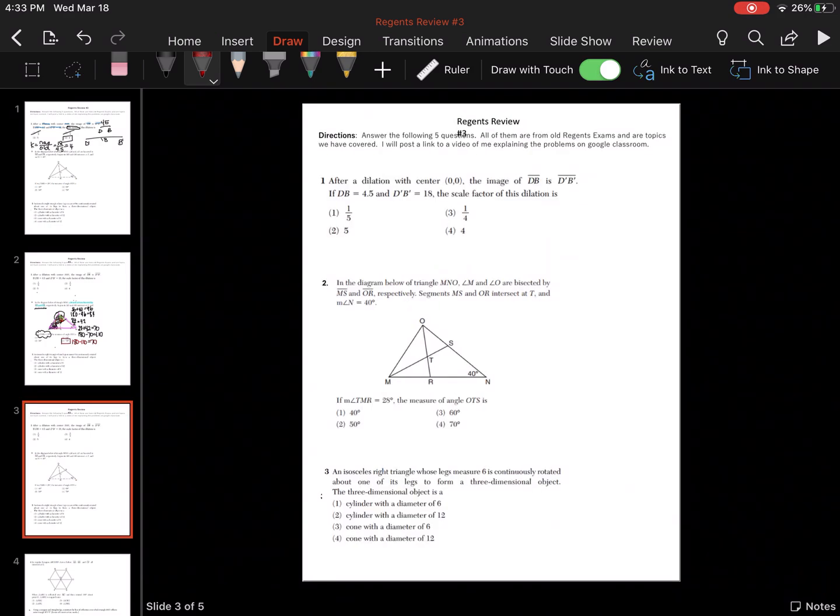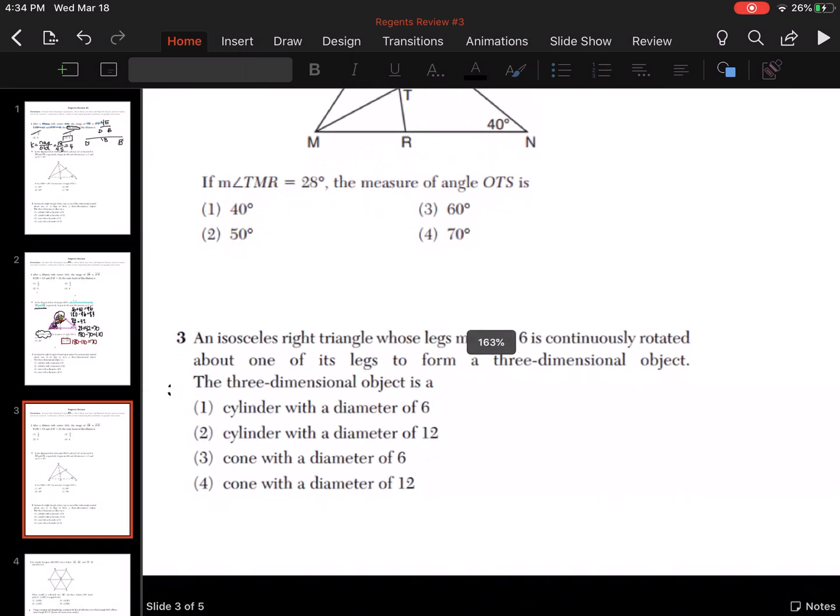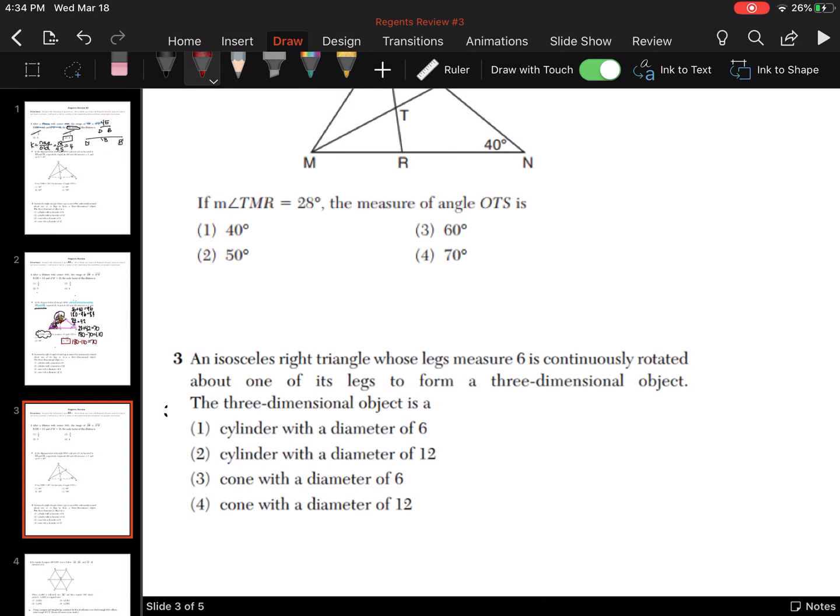Okay, number 3. Zoom in on that. Oh, I love these from the beginning of the year. So we have an isosceles right triangle. So it's important that you know what that is. I'm going to highlight it. Isosceles right triangle. Okay, so I'm going to draw that first. Isosceles means two sides are the same. And then a right triangle means it has to have a right angle. So we know that these two sides are the same, and then there's a right angle there. It says one of the legs is 6.